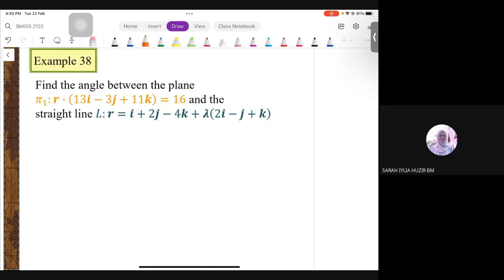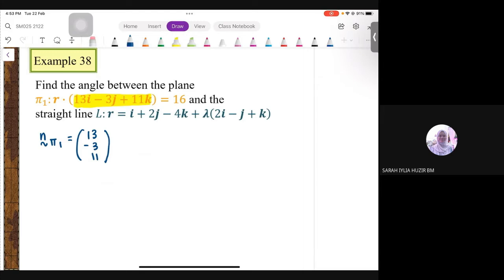Okay, so now our situation is given the plane pi 1 that is in the form of vector equation. So r dot n, clearly from here, you will know the normal vector of the plane. I highlight it with yellow color now. So I just rewrite it back. Our normal to the plane would be 13, negative 3, 11. And the straight line L.